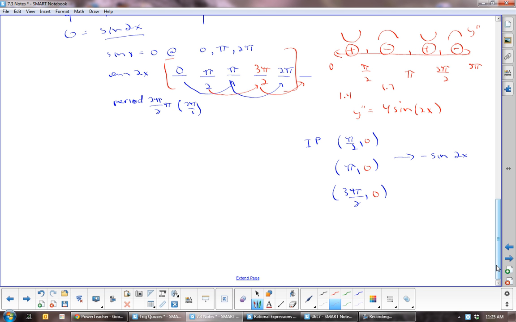So anyway, it would be concave up on 0, pi over 2, union pi, 3 pi over 2, and concave down on pi over 2, pi, union 3 pi over 2, 2 pi.